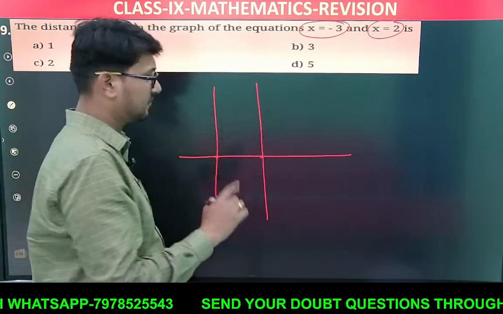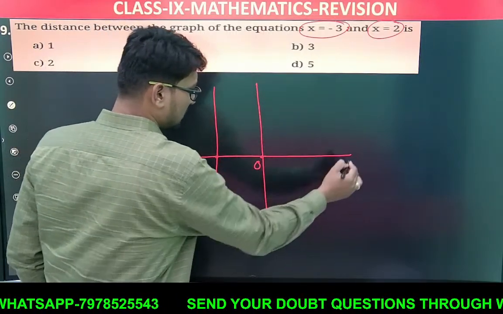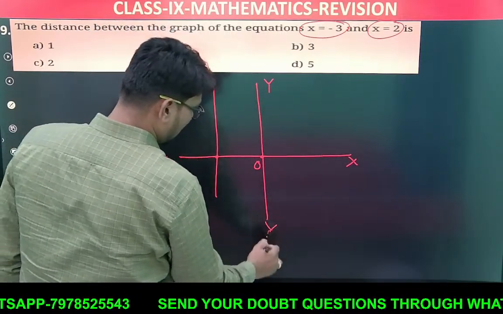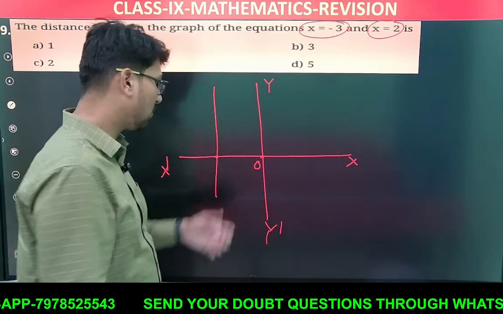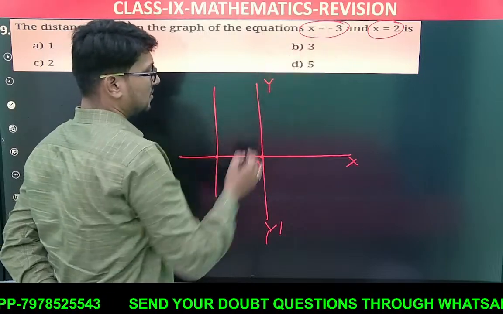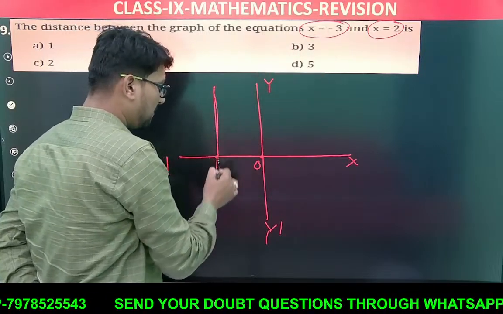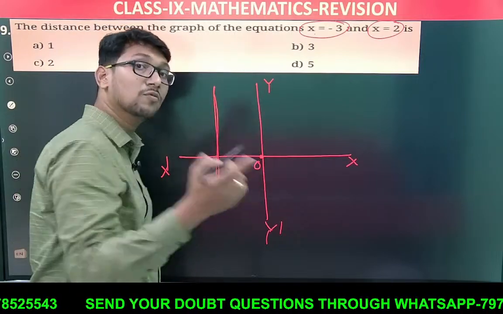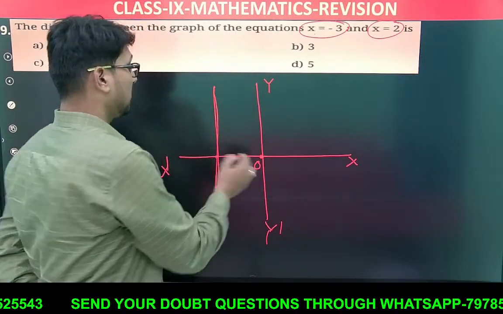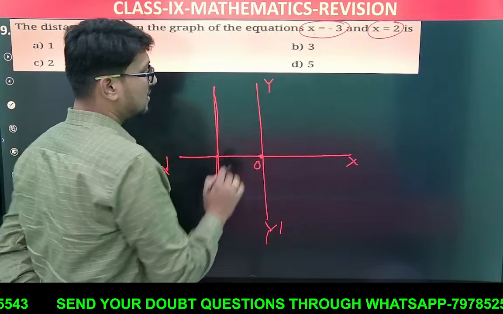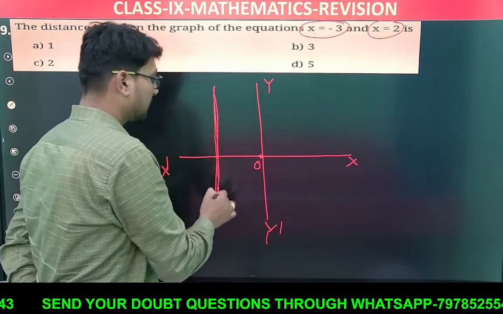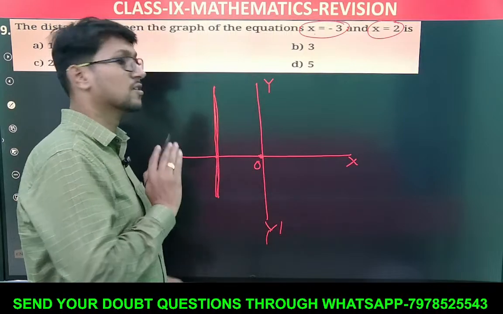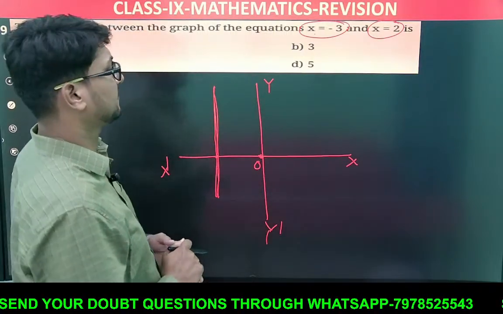This is origin O, this is x-axis, this is y-axis, this is x dash, this is y dash. Now check karo, when x is -3, it will be a line parallel to the y-axis at a distance of -3 unit from the origin. Means from origin to this line, how far? 3 unit in the negative direction of the x-axis.